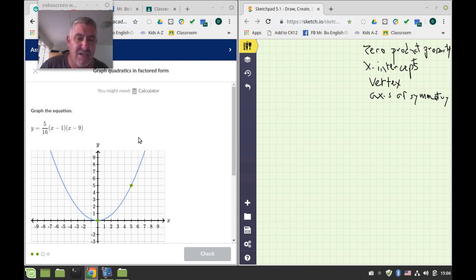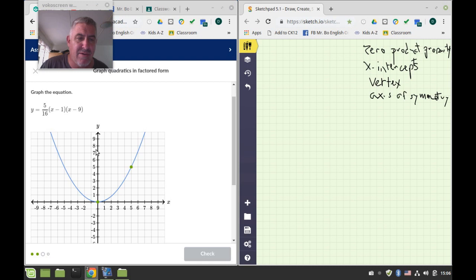Okay, so let's look at our first question over here. It says graph the equation. So it has the Khan Academy graph method. And what is the equation? The equation is y equals 5/16 times x minus 1 times x minus 9. And this is where we start looking at seeing the coefficient here. And it's going to do some things to our parabola that we haven't seen before. So we're going to look at the zero product property to find the x-intercepts. I want to set y equals 0 to find the x-intercepts.